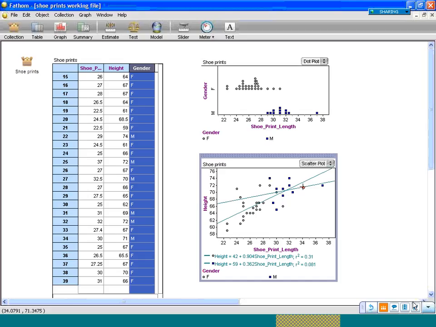So there's a lot of interesting information contained within the data and the scatter plot and the regression lines. But I think I've teased you long enough. I think it's time to tell you about our culprit. When they measured the shoe print that was found outside the library, it actually had a length of 31 centimeters.